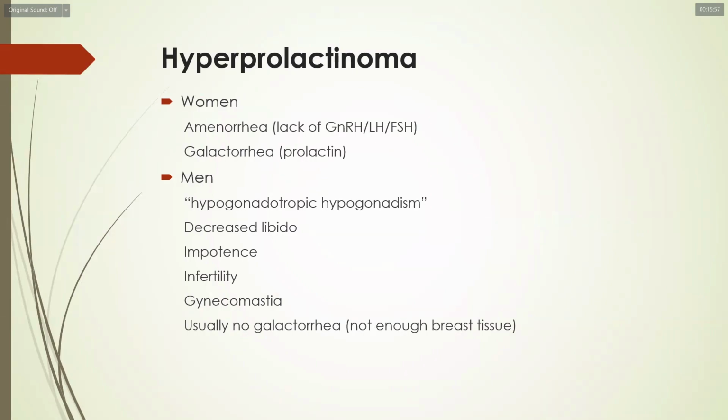So hyperprolactinemia. Hyperprolactinemia is defined as a serum prolactin concentration that is repeatedly more than 20 nanogram per ml, and the normal level of prolactin is less than 20 nanogram per ml. So this increase is termed hyperprolactinemia, and this is the most frequent functional abnormality of the pituitary gland.